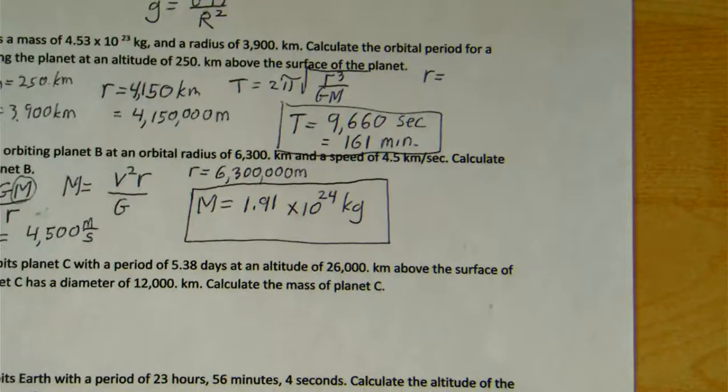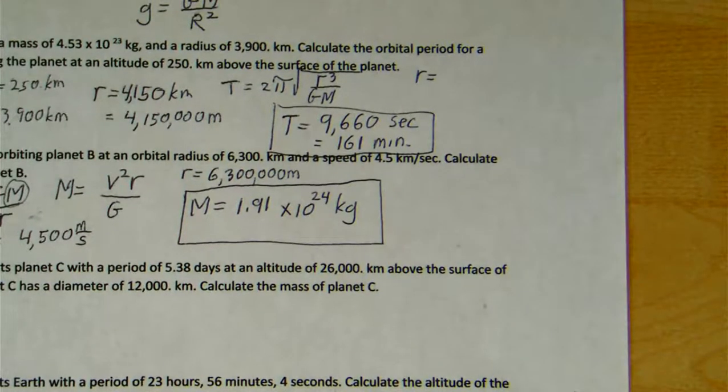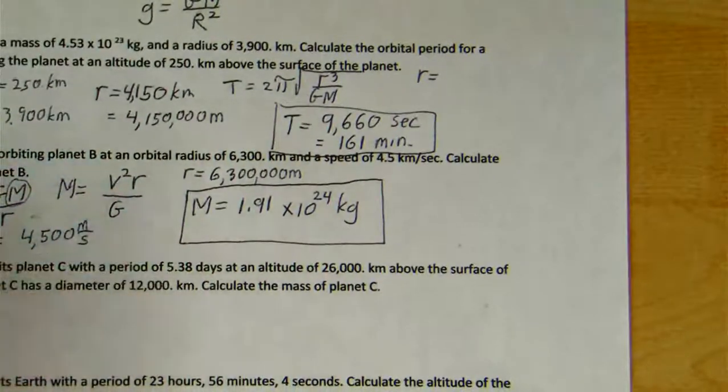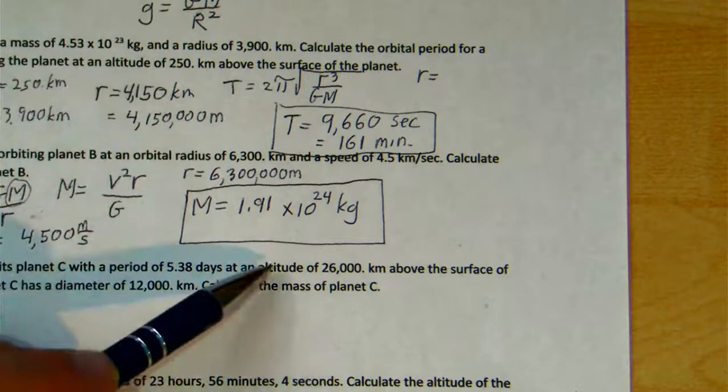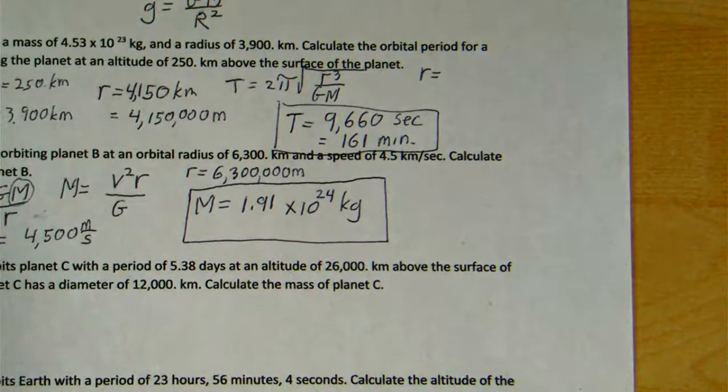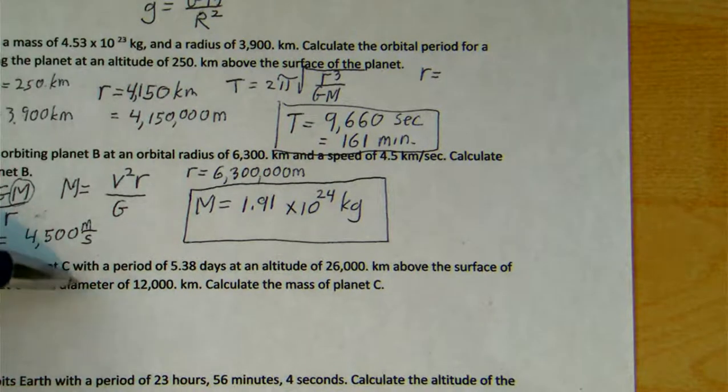Number three, a satellite orbits planet C with a period of days, not seconds, 5.38 days at an altitude, not radius, of 26,000 kilometers above the surface of the planet. Planet C has a diameter, not radius, of 12,000 kilometers. Calculate the mass of planet C.